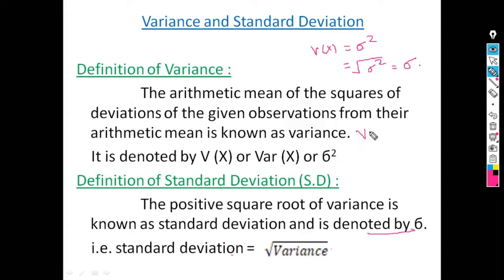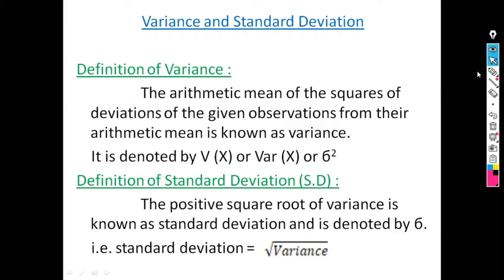Suppose it is given that variance of x is equal to 16, then compute standard deviation of x. We know the definition of standard deviation, it is the positive square root of variance. So standard deviation is square root of 16 and square root of 16 is 4. So standard deviation of x is 4. Standard deviation is just the positive square root of variance.